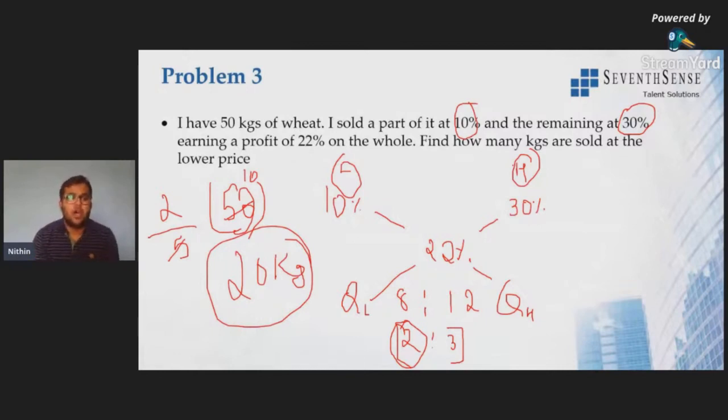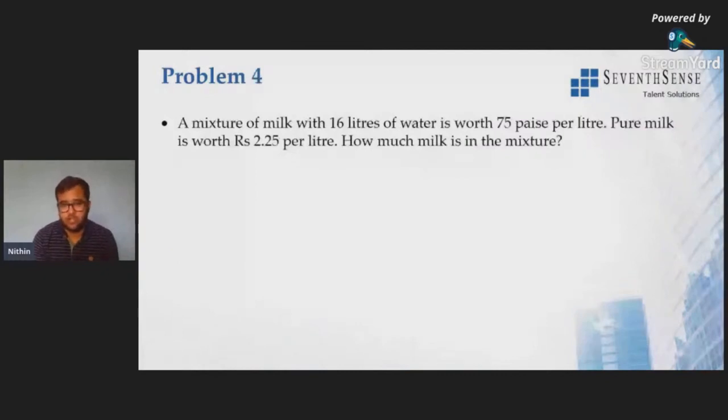Now the question is, a mixture of milk with 16 liters of water is worth 75 paise per liter. But pure milk is worth rupees 2.25 per liter. Now they're asking how much milk is in the mixture. So whenever you are approaching this, and they have given the price of milk, always remember the best approach is to consider the cost price of water as rupees 0.